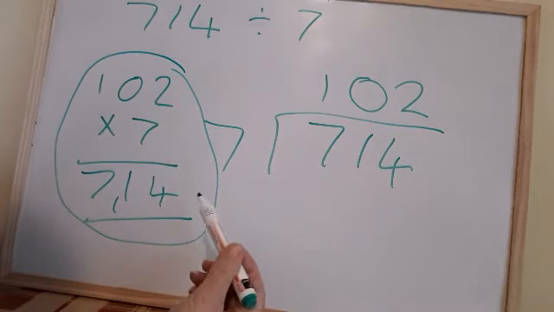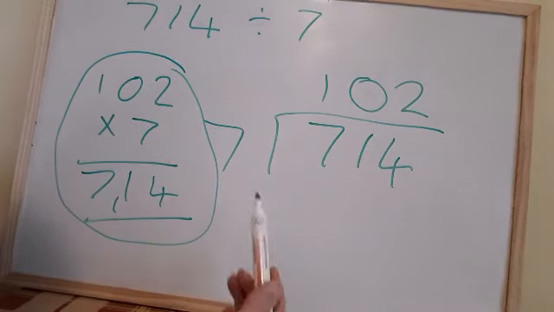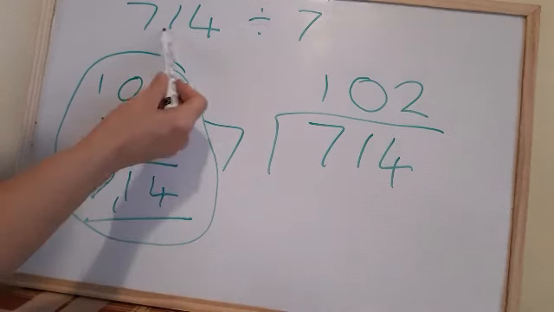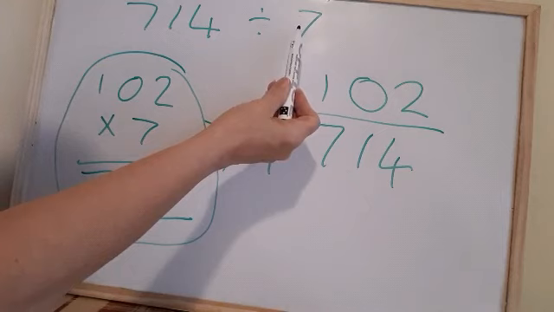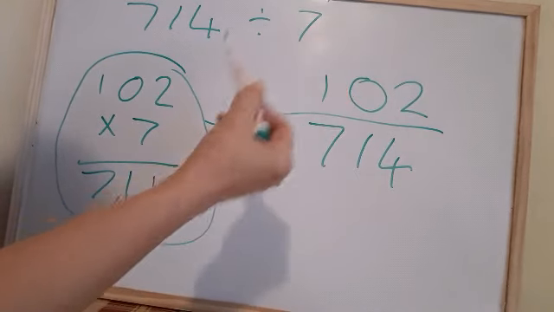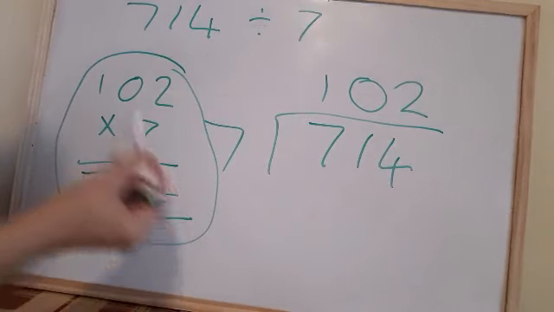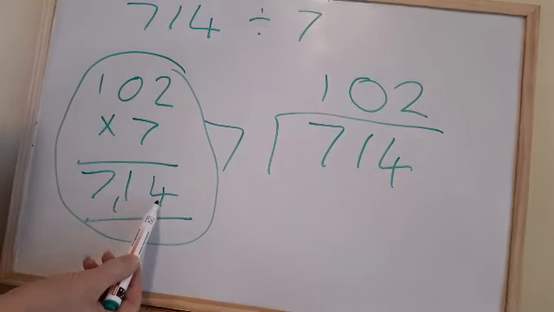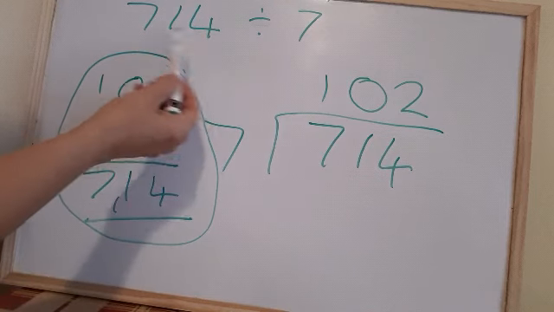Often in your exam you're asked to do a check, or you should do a check just to be sure that you've got the correct answer. So 714 divided by 7 gave us the answer of 102. I checked that because multiplication is the opposite of division. 102 multiplied by 7 gave us 714. We're back to where we started.